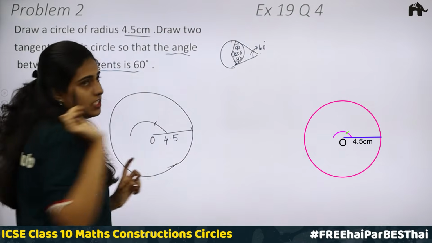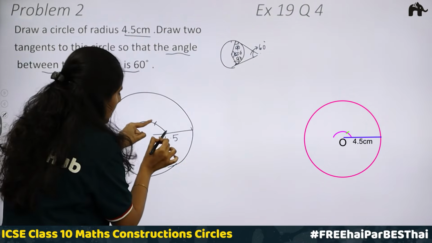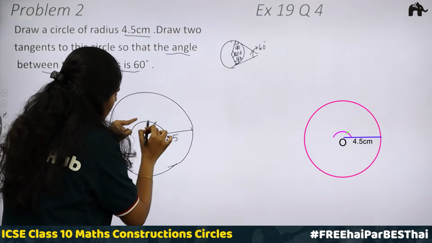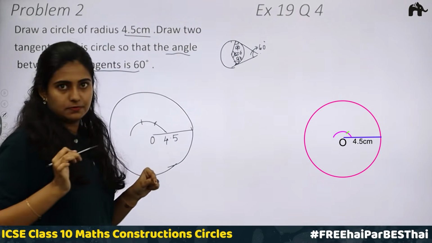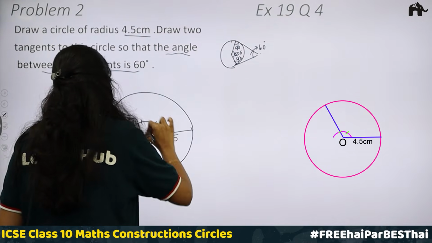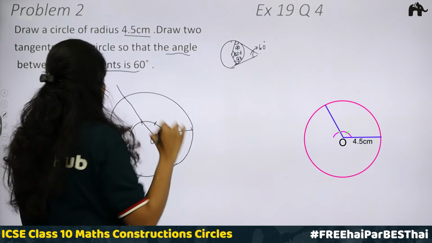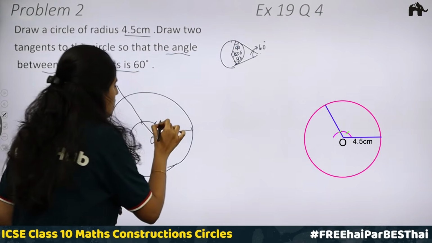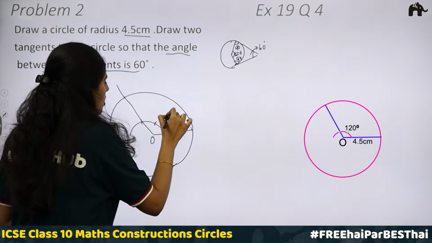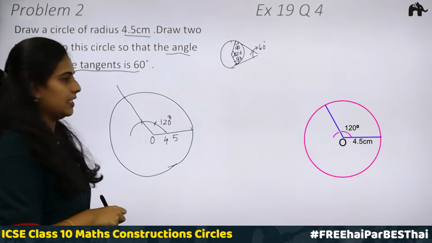We need 120 degrees. To get 120 degrees, take the same measurement, keep the compass here and draw another arc. Okay. Now, this angle will be equal to 120 degrees. Okay. We got an angle of 120 degrees.